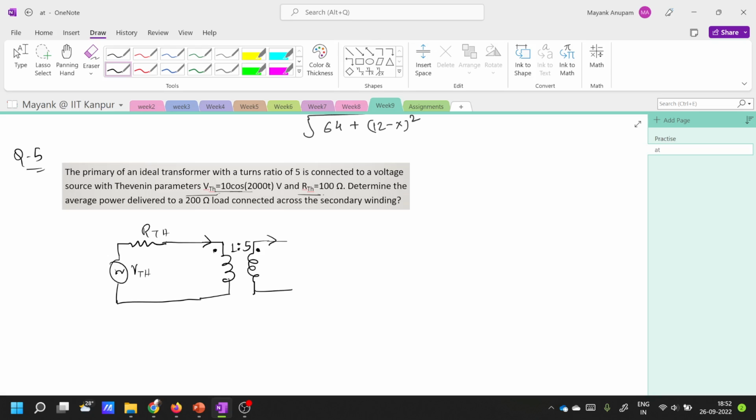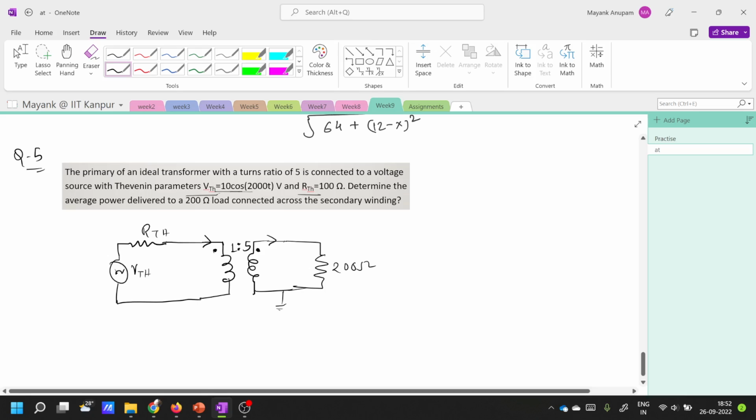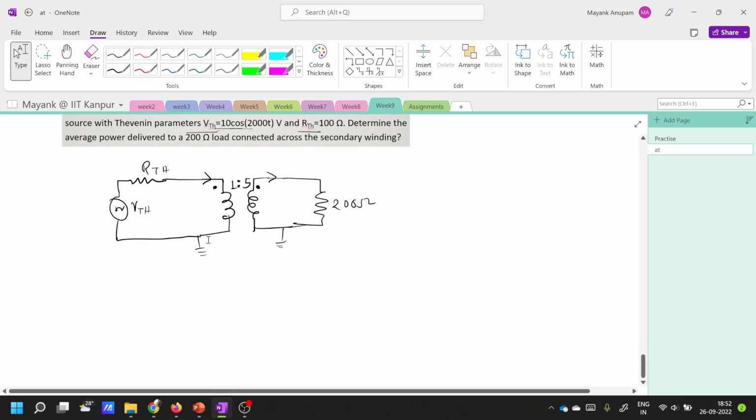Okay, and the secondary of this transformer is connected to what? It is connected to a 200 ohms load. Fine. So now we are interested to find the power delivered to this 200 ohms resistor, right?